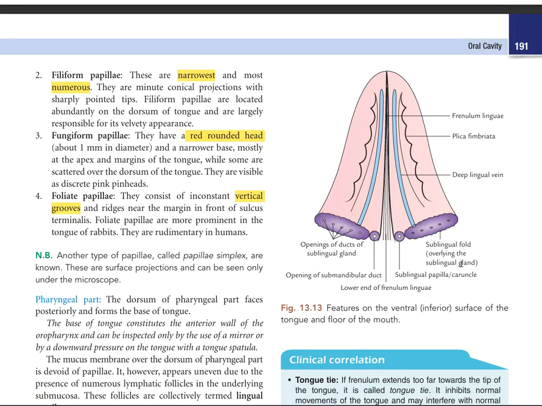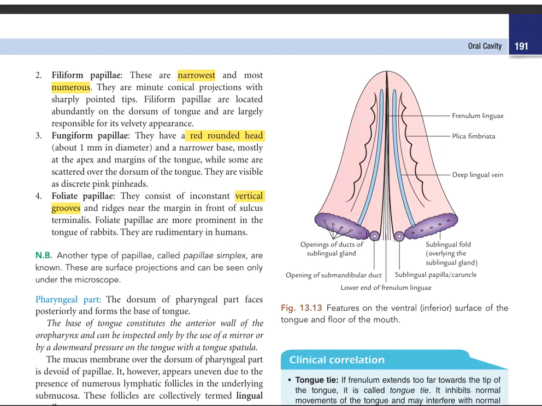The diagram which you are seeing here is the diagram of ventral surface of the tongue or the inferior surface of the tongue. Here in the middle we can appreciate frenulum linguae. Frenulum linguae is a medial fold of mucous membrane connecting the tongue to the floor of mouth. Then we can see the deep lingual vein on either side of frenulum linguae. And next to this, we can see the plica fimbriata. This is the fringed or fimbriated fold of mucous membrane.